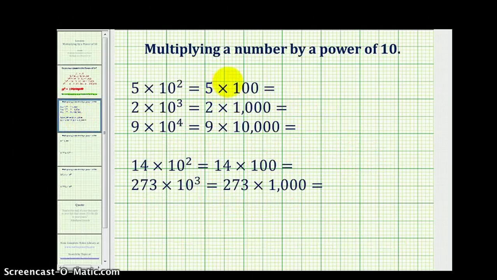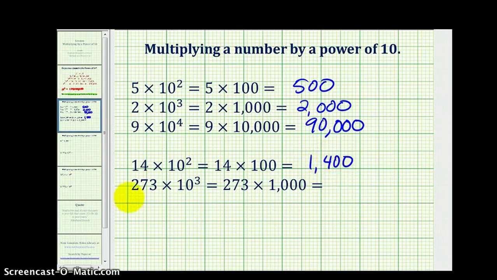Now let's take a look at multiplying by a power of 10. 5 times 10 to the second is the same as 5 times 100, which is equal to 500. 2 times 10 to the third is the same as 2 times 1,000, which equals 2,000. 9 times 10 to the fourth would be 9 times 10,000, or 90,000. Before we discuss the pattern, let's look at 2 more. 14 times 10 to the second would be 14 times 100, or 1,400. And 273 times 10 to the third would be 273 times 1,000.